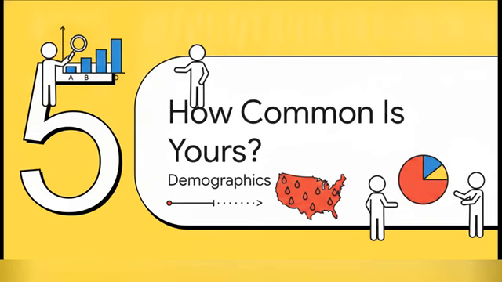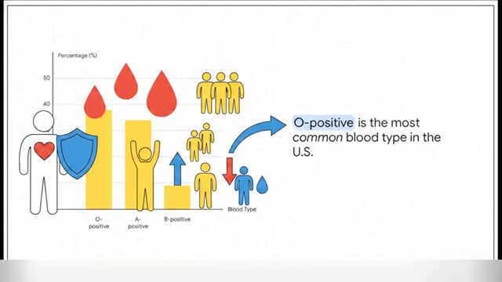Section 5. How common is your blood? Let's bring this explainer right back to the present day and look at some truly fascinating demographic statistics here in the United States. Now, what's really interesting about these numbers is the sheer dominance of just two blood types. O positive completely rules, making up around 38% of the population. A positive is right behind it at 34%. And then, a massive drop-off, with B positive sitting way down at roughly 9%.